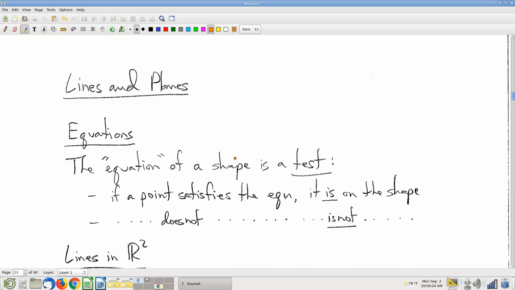Okay, so moving along now to lines and planes. So this is, I think, section 1.4 at this point. I've sort of lost count. I think that's right.